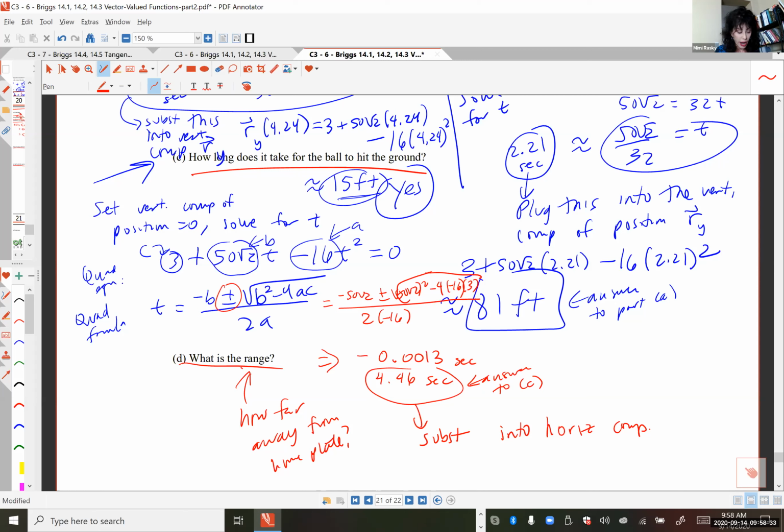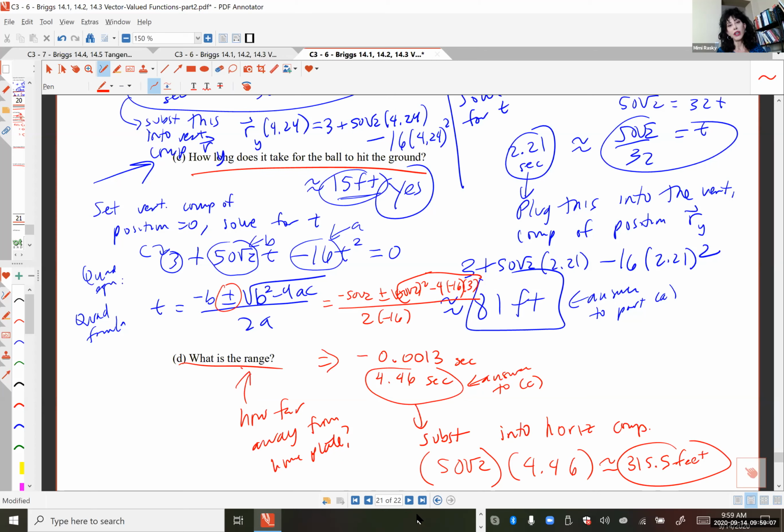These computers run hot. So the horizontal component of position is easy because that's just 50 square root of 2 times time. So what's 50 square root of 2 times 4.46 seconds? I get roughly 315.5. And what are my units here? Seconds, miles, feet, inches? Yeah, it's feet. So that's how far away the ball is when it hits the ground. Okay, fine. So that's how far away from home plate it is when it hits the ground.